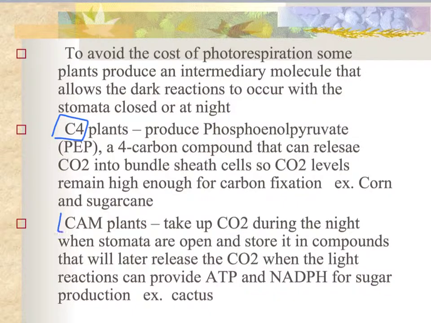And then the other type we have are called CAM plants. They take up carbon dioxide at night when the stomata are open, and then they store that CO2 into compounds that will later during the day release the carbon dioxide so that when there's enough ATP and NADPH with the sunlight, it can produce the sugar. And the example here is the cactus.